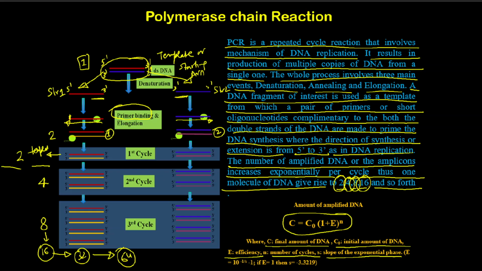So to calculate that, the formula we have here is C = C0 (1 + E)^n. Okay, so C is the final amount of DNA that you will get. C0 is the initial amount of DNA that you have given. E is the efficiency of the reaction. n is the number of cycles. S is the slope of the exponential phase. So here E is generally taken as 1 and S is -3.3219.